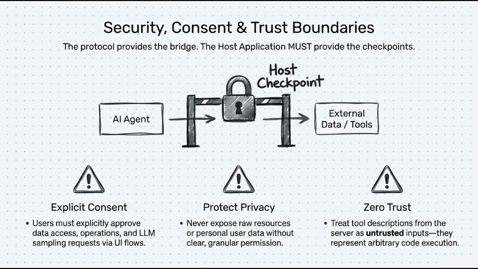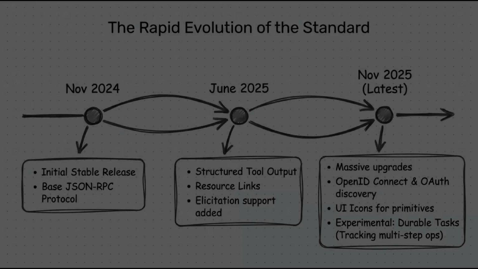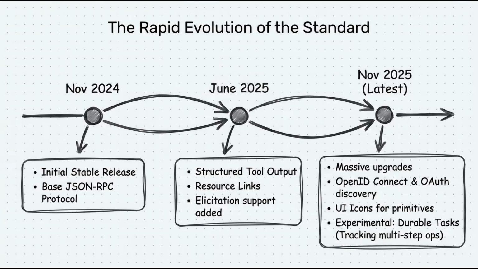It is honestly incredible to see how rapidly this protocol is evolving to meet what the community needs. The initial stable release only just hit in November 2024. By June 2025, the specification had already added highly requested features like structured tool output and resource links. And the most recent update in November 2025 brought some massive upgrades, including OpenID Connect and OAuth Discovery for authentication, UI icons for primitives, and even experimental support for durable tasks, which allows for long-running, multi-step operations to be tracked easily.